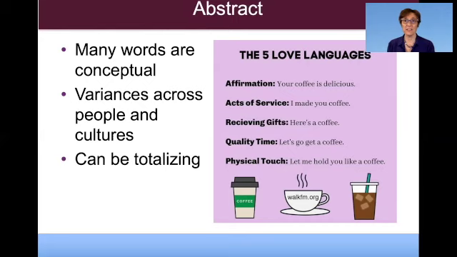One is affirmation. So you could say to a person, your coffee is delicious. So you're showing the person that you love them by saying affirming things to them. A second way to share love is an act of service. So you can make somebody coffee. That would show them that you love them. Another is to receive a gift from a person. So someone could go out and get you a coffee, and you would know they cared about you. They loved you if they did that.